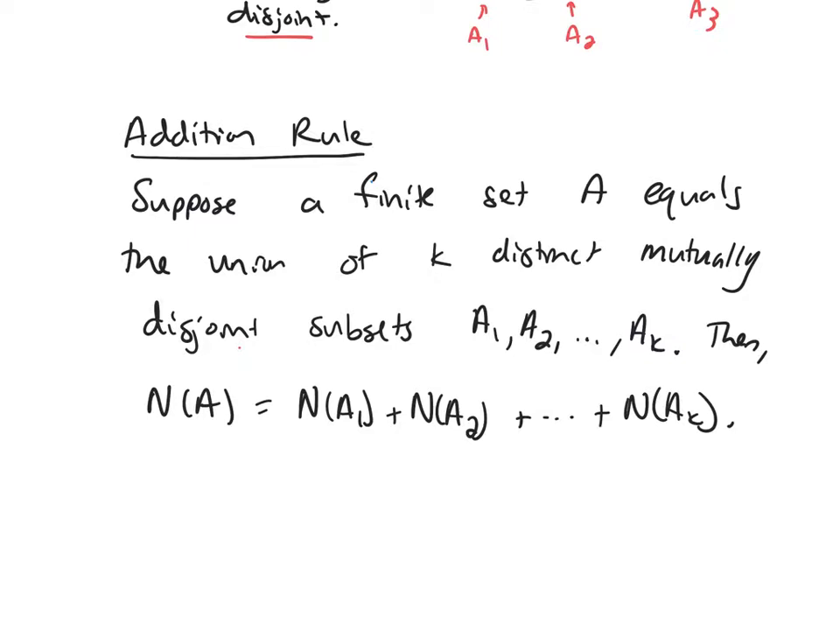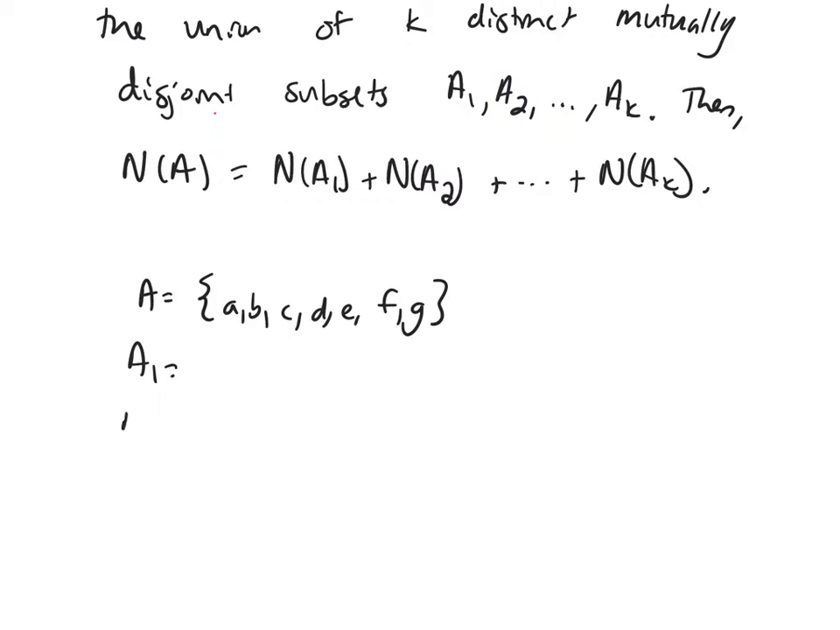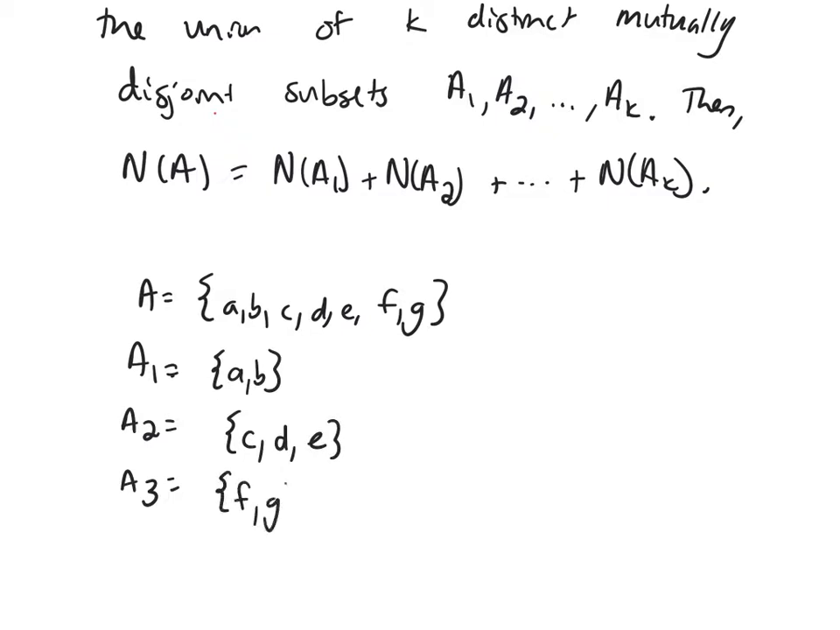And let's look at an example here. So let's say my set A is going to have A, B, C, D, E, F, and G in it. I'm going to break this up into three subsets, and I want them to be mutually disjoint. So A1 will have A, B, A2 will have C, D, and E, and A3 will have F and G in it. Now, if I take the union of these three sets together, I would get the set A back.